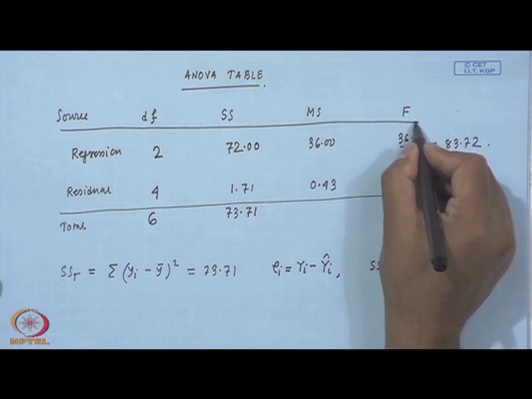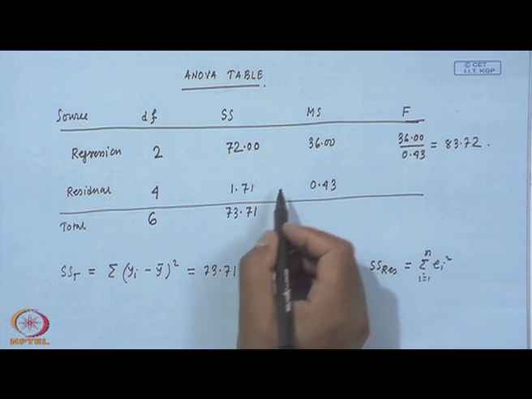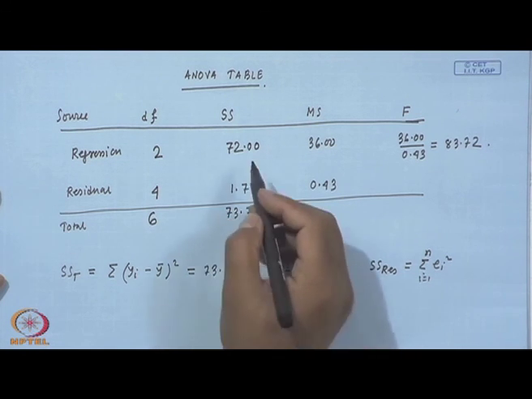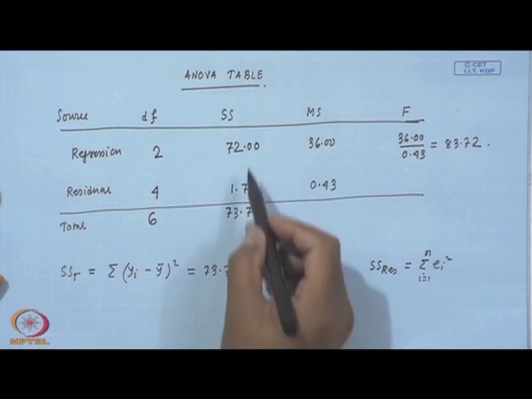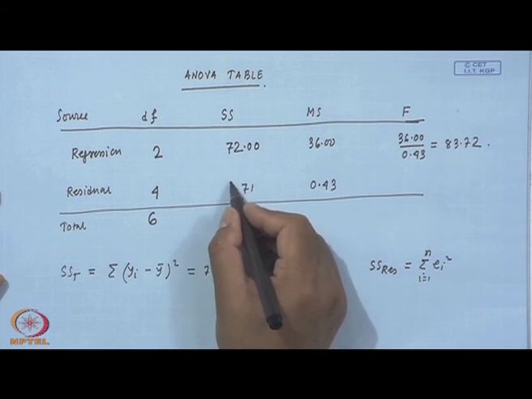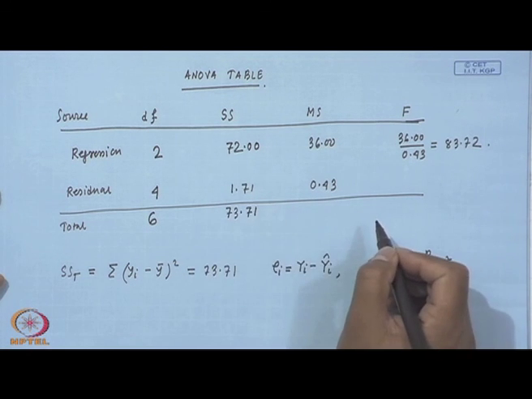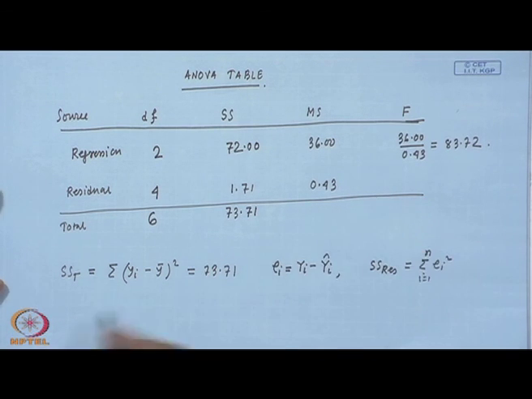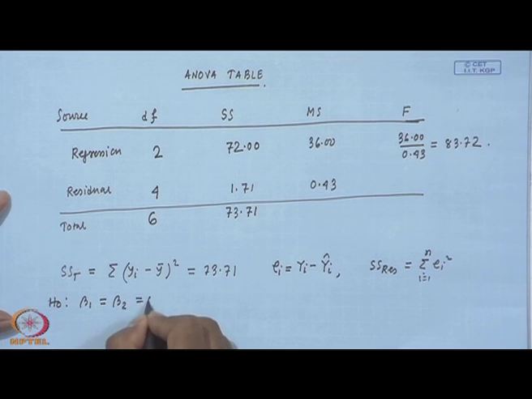So, using this F value, this is the total variability in the response about the mean, and this is the part of total variability which is explained by this model, and this is the part which remains unexplained. So, we can test the significance of the fitted model by testing the hypothesis H naught: beta 1 is equal to beta 2 is equal to 0.